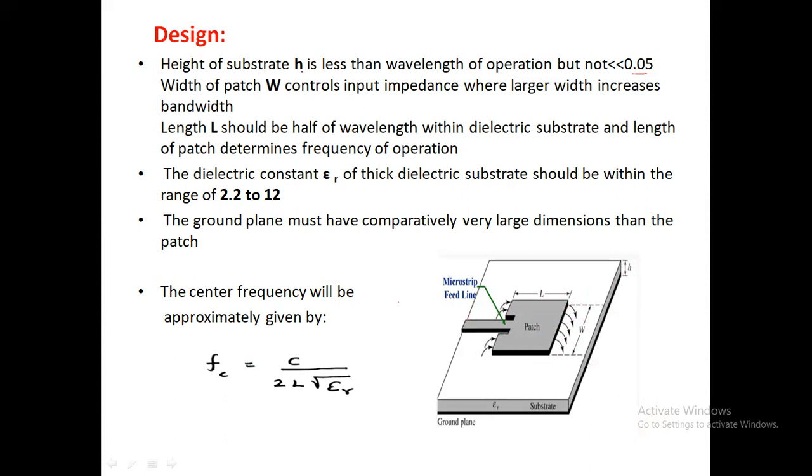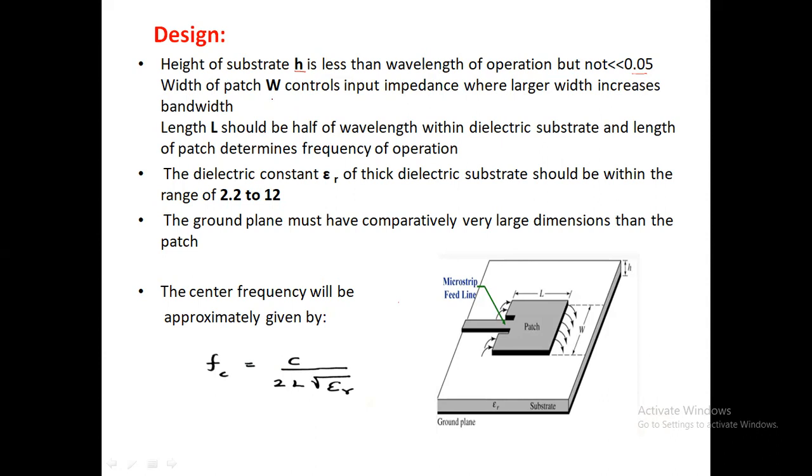So first of all, we'll discuss with height or h. So height of the substrate should be a smaller value. I will explain the requirements later. First, we will see what is design of this antenna. Height should be always lesser value, and in comparative way, it should not be greater than 0.05 lambda value.